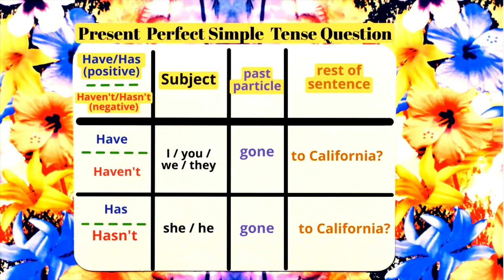And if it's a negative, it'll be haven't we gone to California? Haven't I gone to California? Haven't you gone to California? Haven't they gone to California? And for has, it'll be has she gone to California? Has he gone to California? And for the negative, it'll be hasn't she gone to California? Hasn't he gone to California?